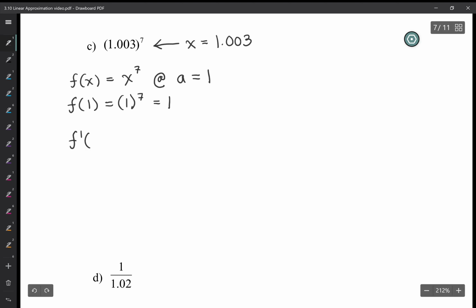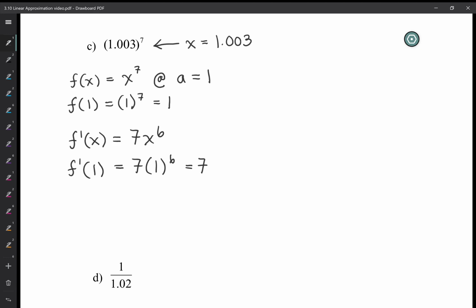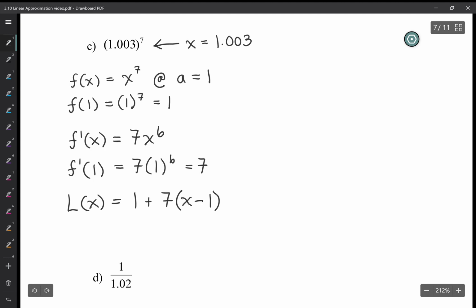Now we need to find f prime of a, so we'll start by finding f prime of x. The derivative of x to the 7th power is 7 times x to the 6th power. Now we can find f prime of a, so f prime of 1 is equal to 7 times 1 to the 6th power, which is 7. We have all the pieces we need to find the linear approximation. So L of x is equal to 1 plus 7, so that's f of a plus f prime of a, times x minus a, so x minus 1.